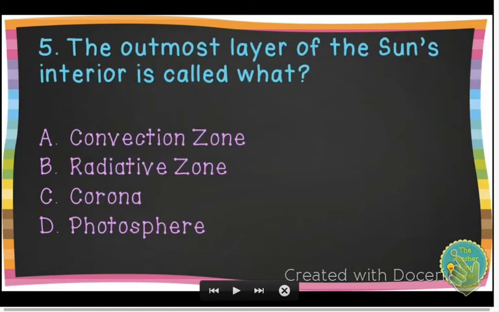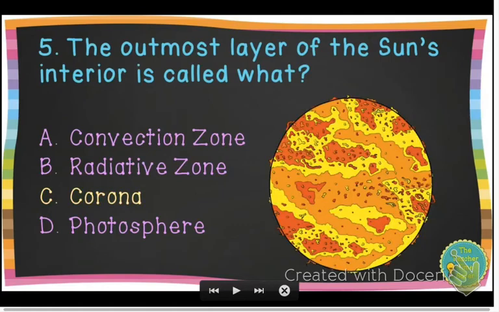Okay, the last question. The outermost layer of the sun's interior is called what? Is it called A, the convection zone, B, the radiative zone, C, corona, or D, photosphere? And the correct answer is corona.